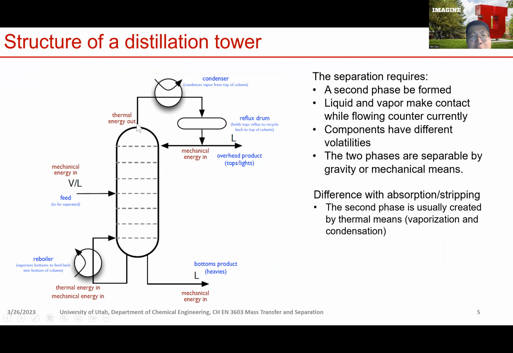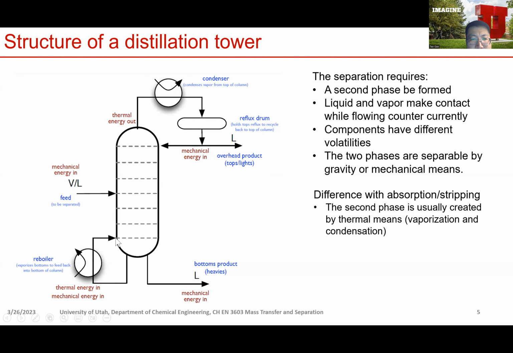okay? Then the vapor will leave the column and enter a condenser, right? In this condenser, the vapor will be partially or fully condensed back into a liquid. Then it's gonna go into a reflux drum. This reflux drum will basically split this stream into two streams. One goes back to the column or tower. The other leaves the process as an overhead product, right? It's also called tops or lights or distillate, okay?